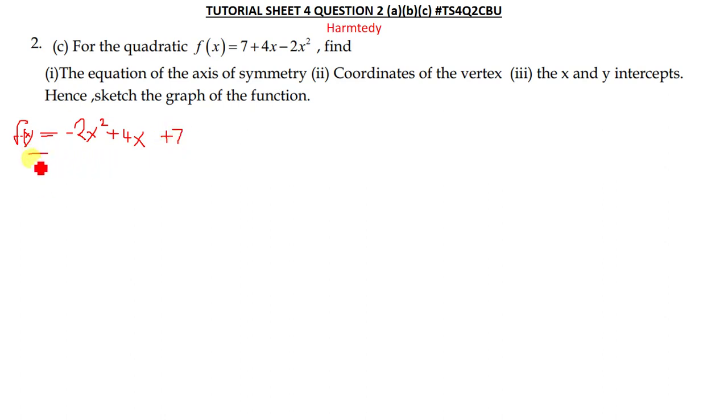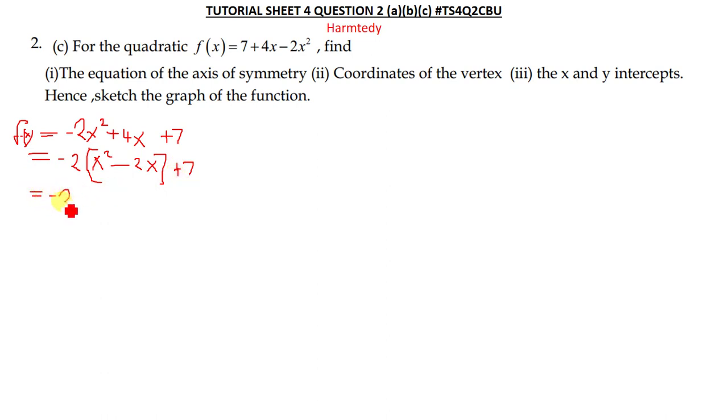So we factor out the -2 there. So when we factor out -2, we're going to have x squared there, and then we have -2x, then we have plus 7 there.